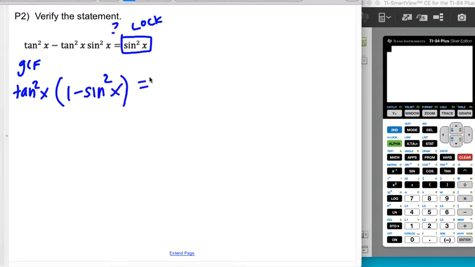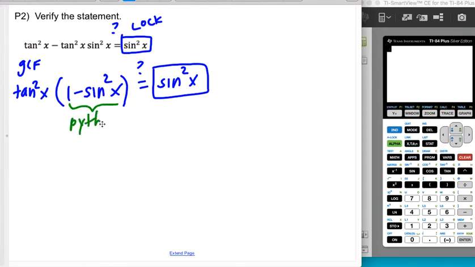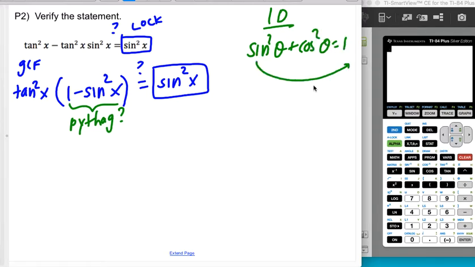And again, I'm trying to show that this is equal to sine squared, but I don't know it's equal, so there's nothing I can do to both sides, right? Well, I look at this and I think, oh, hey, that's probably a Pythagorean identity. So if I look at the identity that I have here, I know that sine squared theta plus cosine squared theta is 1. If I want to get a 1 minus sine squared, I could just subtract the sine over, and I'll get that I can replace that with a cosine squared.